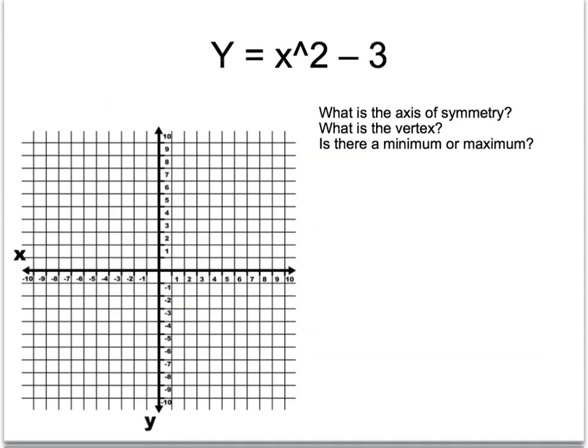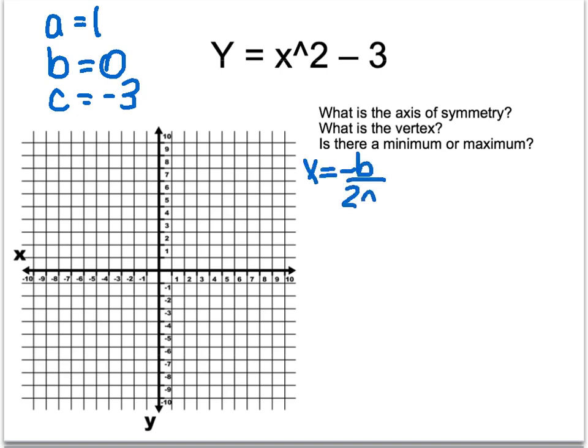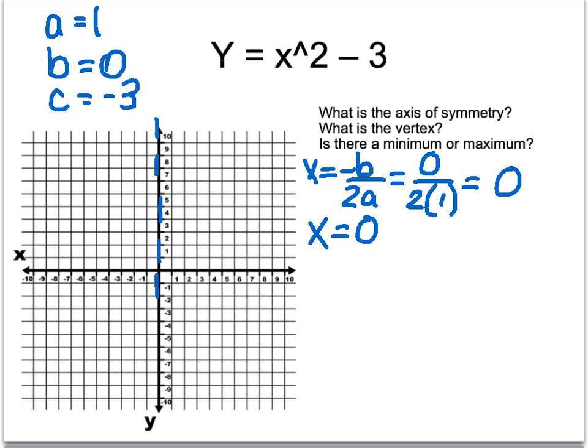Moving on to question number 3, x squared minus 3, what is the axis of symmetry? My a value is 1, my b is 0 because there's no x term, and my c is negative 3. So x equals negative b over 2a, and a negative b, which would be a negative 0, is still just 0, and 2a would be 2 times 1. So I have x equals 0 for my axis of symmetry, and that means that it is a line that crosses the x-axis at 0.